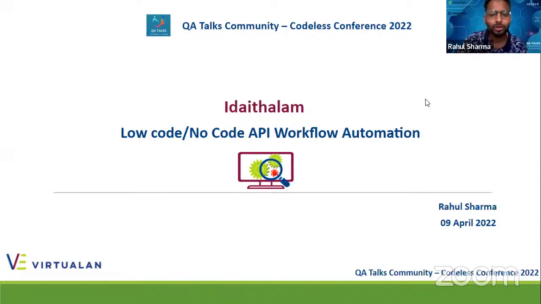Let's get started. As I said, I'm going to talk about Idaithalam. It's a low code, or I would say no code, API workflow automation tool. In today's world, our major focus is on testing after unit testing. The testers come into the picture when we have to perform API test automation, and after that UI automation. The first stage is API test automation, and this is where Idaithalam is going to help you resolve the current enterprise challenges that we face in today's world.